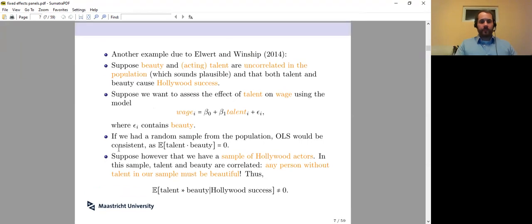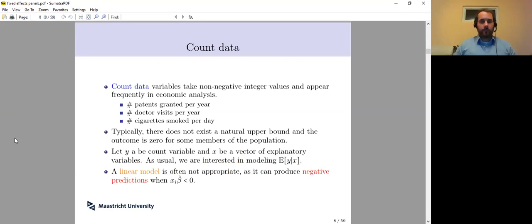Okay, so this was a little bit on selection. And now we want to continue with a type of nonlinear model, when we model count data. Count data, as the name suggests, is simply non-negative integers: 1, 2, 3, 4, and so forth. The name is pretty obvious. I think the first example is probably one of the most popular applications: patents granted per year. You can, of course, model other things like doctor visits or cigarettes smoked.